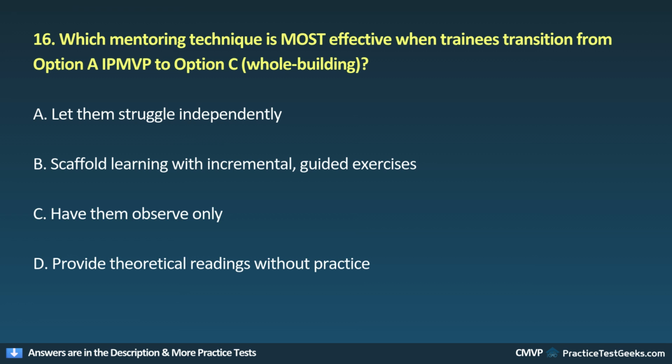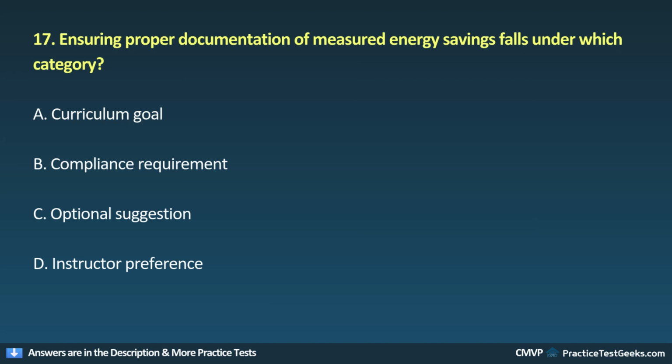16. Which mentoring technique is most effective when trainees transition from Option A IPMVP to Option C whole building? A. Let them struggle independently. B. Scaffold learning with incremental guided exercises. C. Have them observe only. D. Provide theoretical readings without practice.